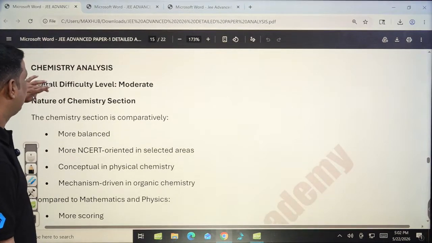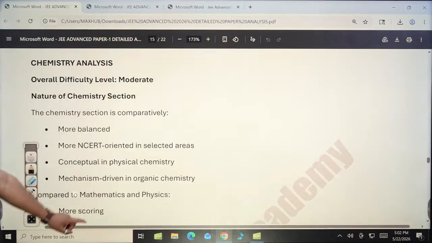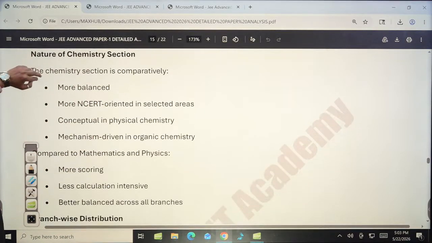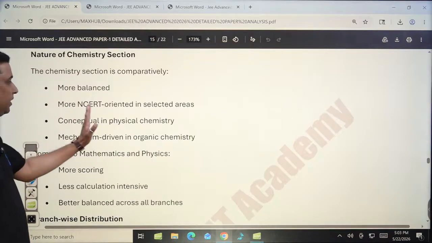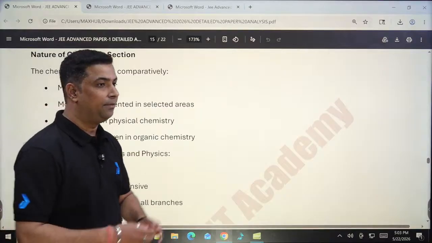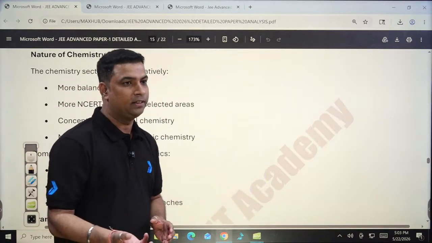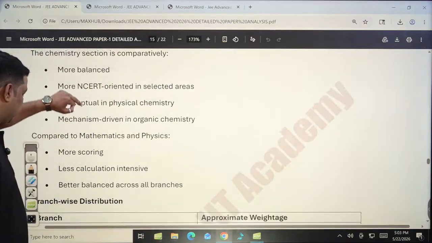So for chemistry, the overall difficulty was moderate. The question paper was more balanced and more NCERT oriented, with selected areas. They have asked multiple reactions. If some new reagents were introduced, they have given their functions in the paper itself, so that you can solve those questions easily.